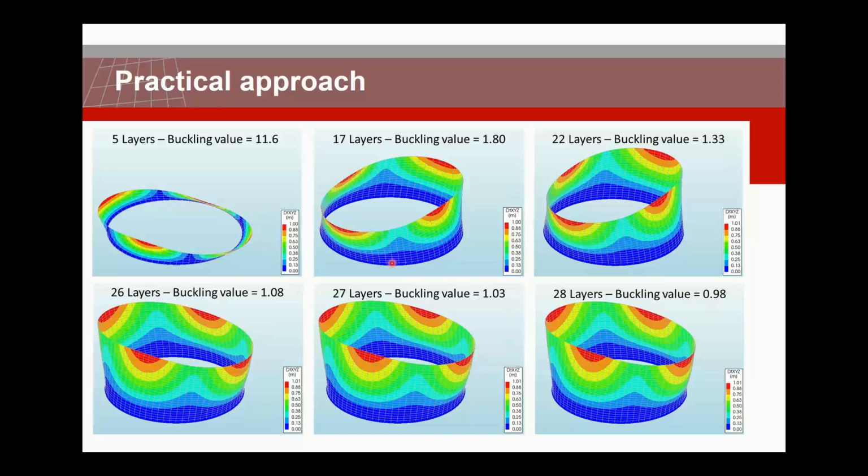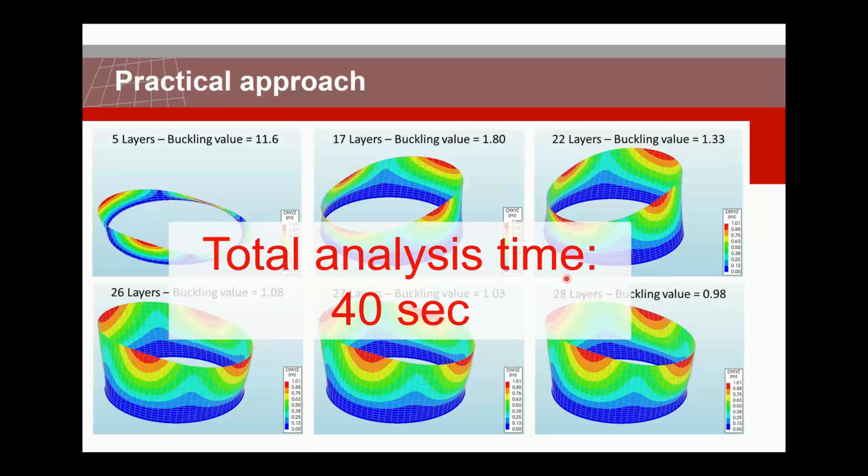So it means in this case it's failing at layer 21. Oh, sorry, 28. And that's the procedure we're using. In this case, the analysis time was only 40 seconds. So in 40 seconds, I knew whether I could print the cylinder or not. That's already quite fast, I think.